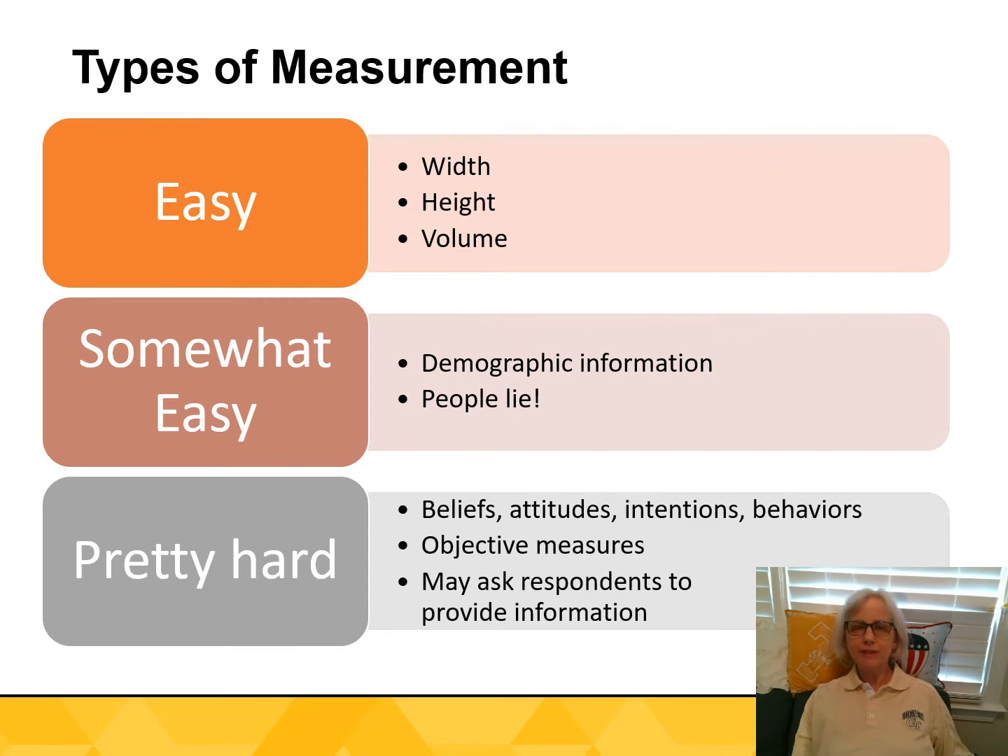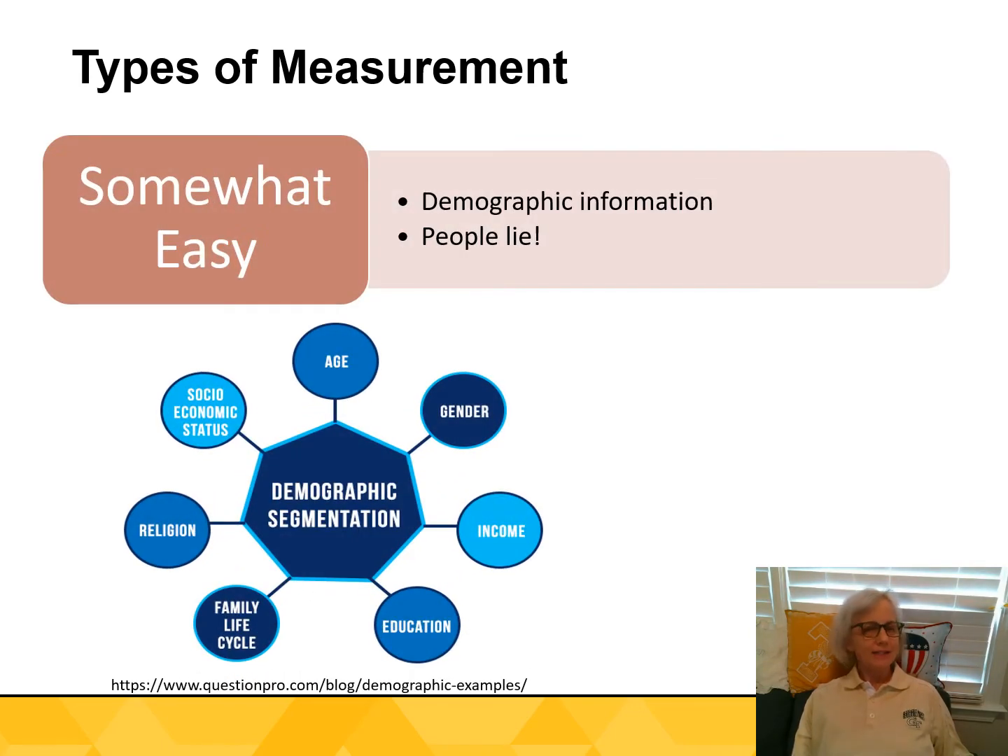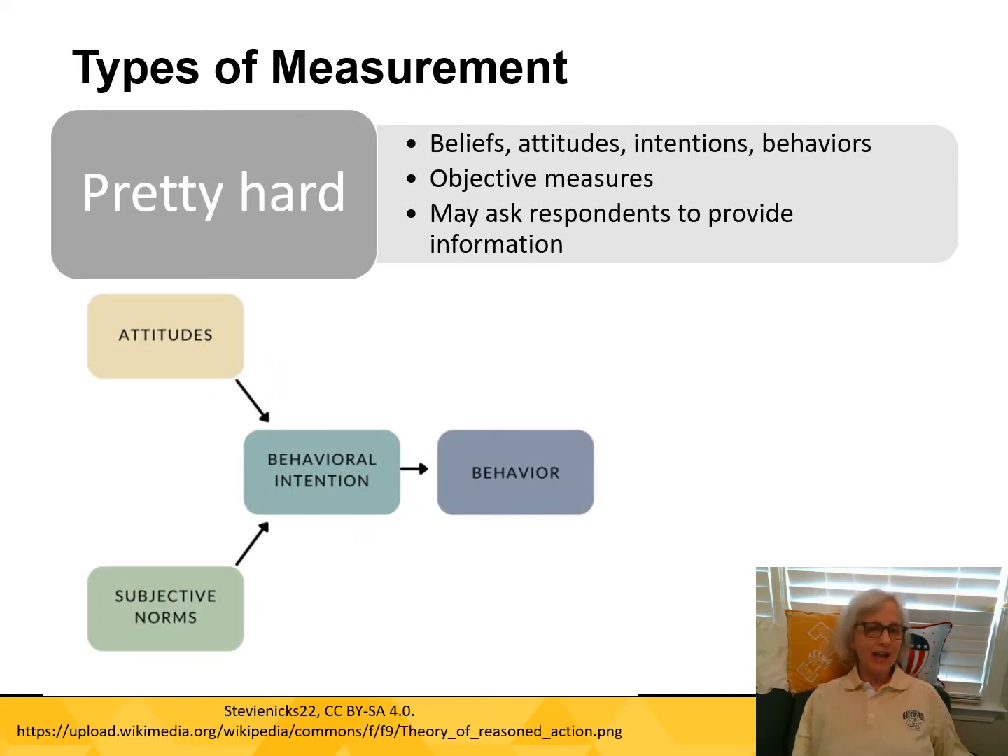Some types of measurements are easier than others. Let's take a look. For instance, width, height, and volume are generally easy to use with caveats. Demographic information is easy to ask, but getting reliable information from people is hard due to inherent problems with self-reports. When you get to beliefs, attitudes, intentions, and behaviors, it's even harder to get good measurements. Again, self-reports are inherently bad, but they're often the only way we have to get the information we need.